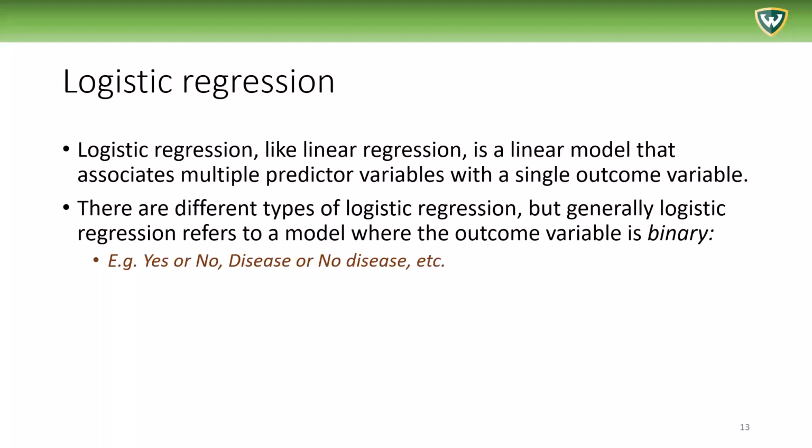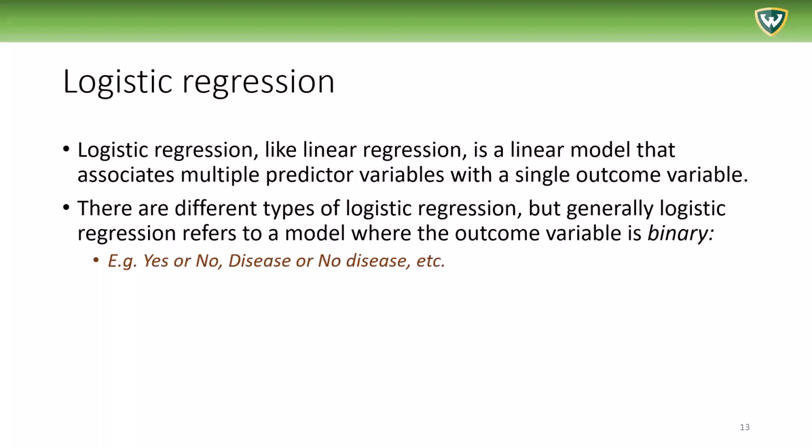So let's talk about logistic regression. Logistic regression, like linear regression, is a linear model that associates multiple predictor variables and controls for each of them and their association with a single outcome variable. There are different types of logistic regression, but generally, when we say logistic regression, it refers to a model where the outcome variable is binary. So yes or no, disease or no disease, etc.